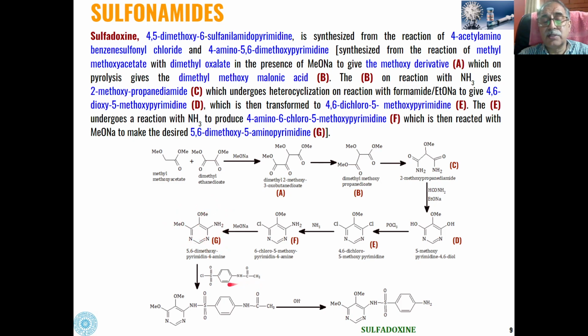4-acetylbenzene sulfonyl chloride, and again H from here, Cl from here, and a sulfur-nitrogen bond will be formed. We will get this type of sulfonamide derivative, and again this part will be hydrolyzed in the presence of sodium hydroxide, and we will get sulfadoxine as the product.